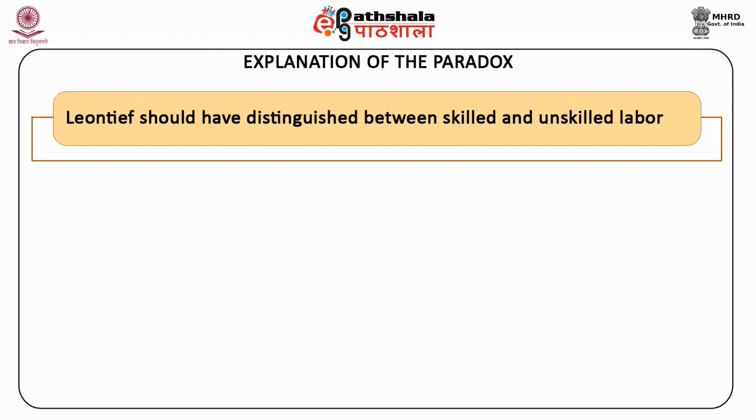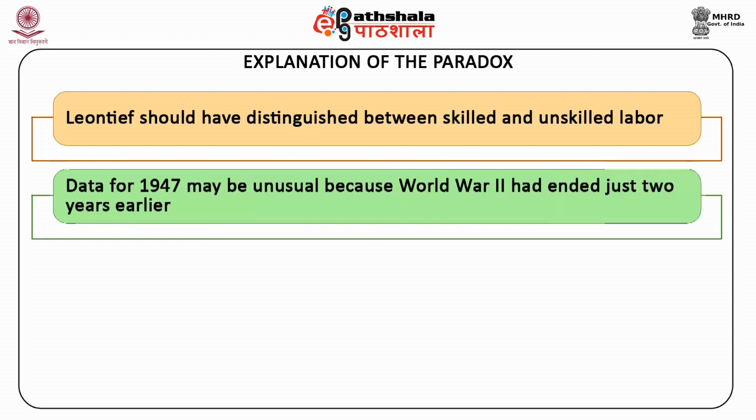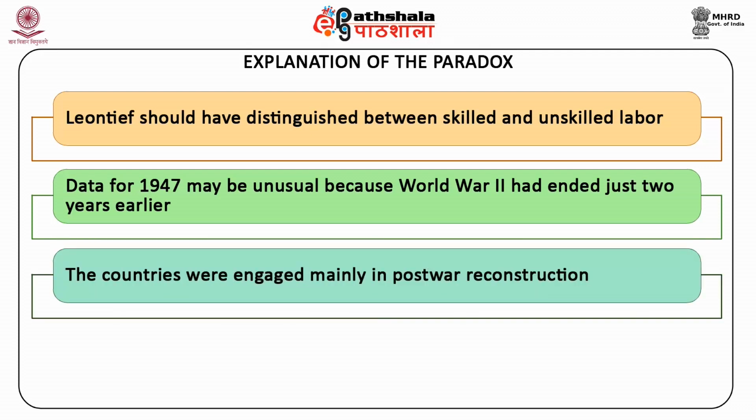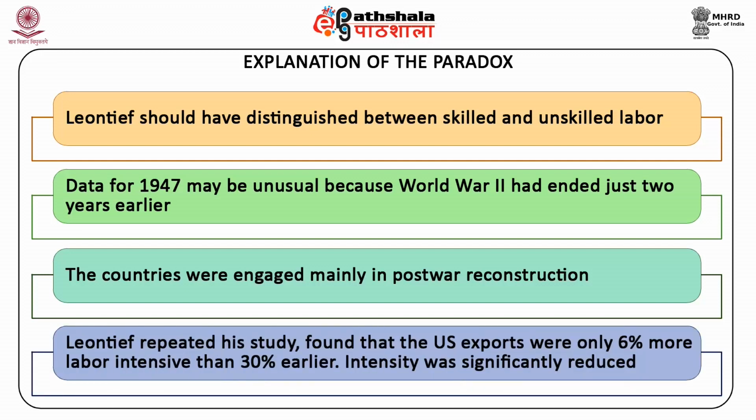1947 being a non-representative year. The data for 1947 may be unusual because World War II had just ended 2 years earlier. Countries were engaged mainly in post-war reconstruction. When Leontief repeated his study, taking 1951 data, he found that US exports were only 6% more labor intensive than imports, compared with 30% earlier. Though the paradox was not eliminated, the intensity was significantly reduced.